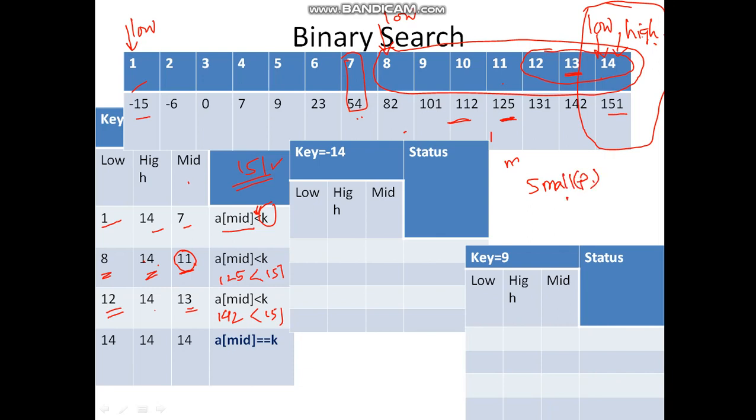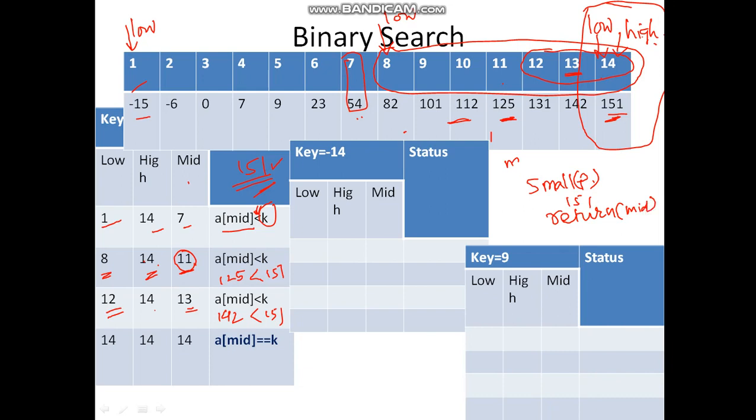The element that I am searching for, if it is present at this particular position, is a successful search. If it is not present at this particular position, it is an unsuccessful search. So we will compare 151 and 151. Both of them are equal. 151 is compared with the 151 that I am searching for. Both of them are equal. I am going to return mid.